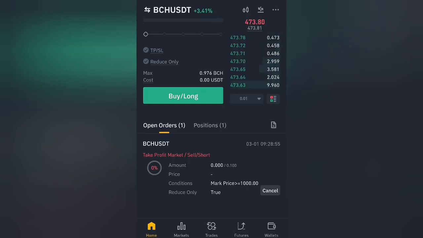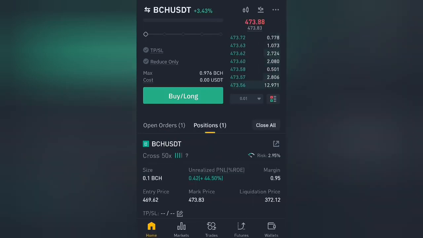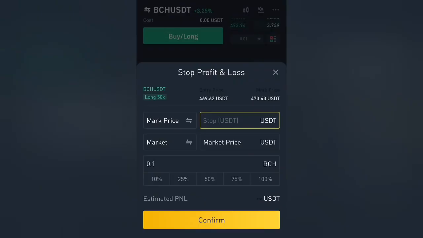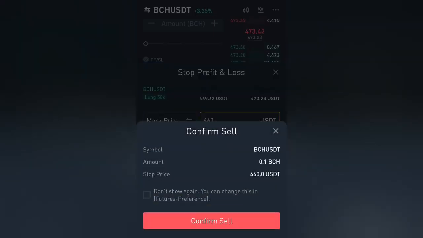And for your stop loss, you would have to go back to the same place, click on stop profit and loss. I want to put my stop loss at around 460. Now when I put my stop loss at around 460, as you can see, the estimated PNL would be minus 0.96 USDT. Price goes down to 460, I'll be losing this amount. Understand? Then I'll click on confirm sell.